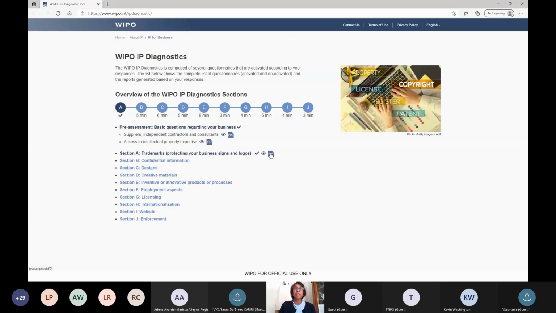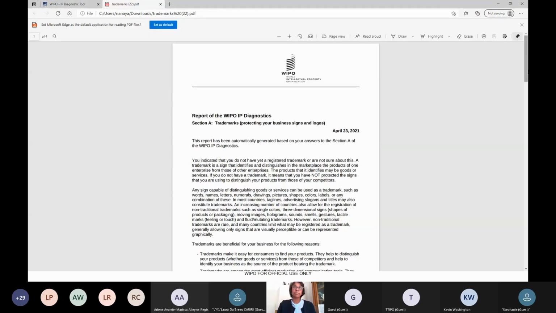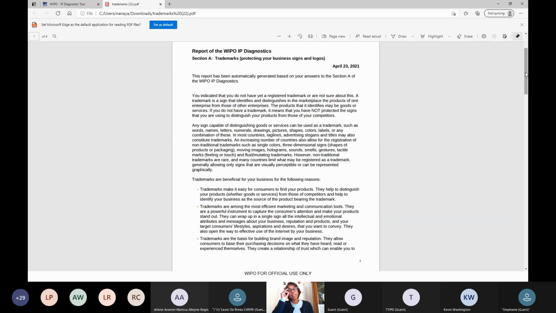And then you see here, you get a little PDF icon that gives you a report on the basis of the questions that you have answered. So you click on that. It's a PDF document. And so the report gives you a general idea, depending on the answers you've given to the questions. It says you indicated that you do not yet have a registered trademark or are not sure about this. And then it explains what a trademark is. It's a sign that identifies and distinguishes your goods, etc.